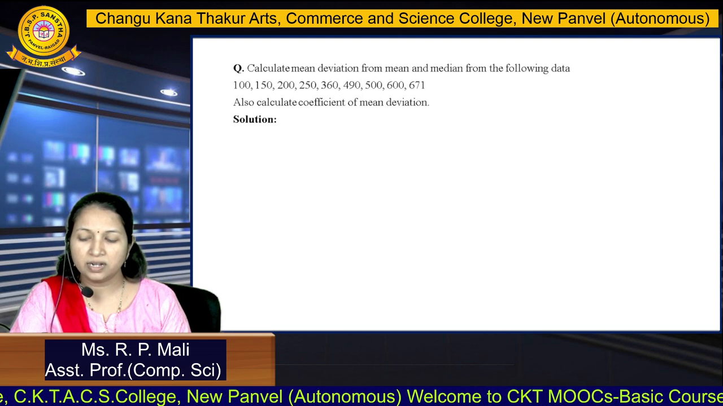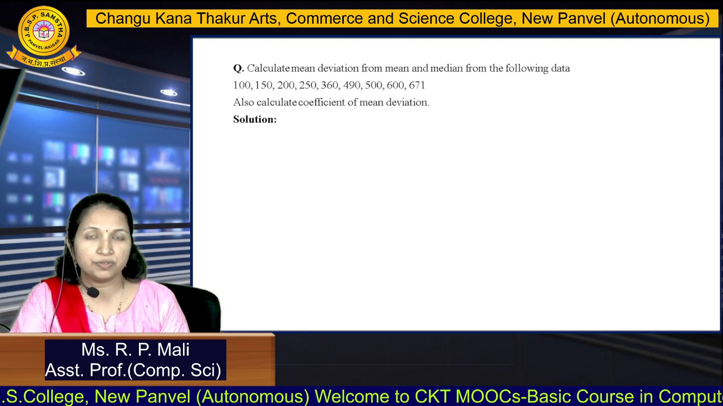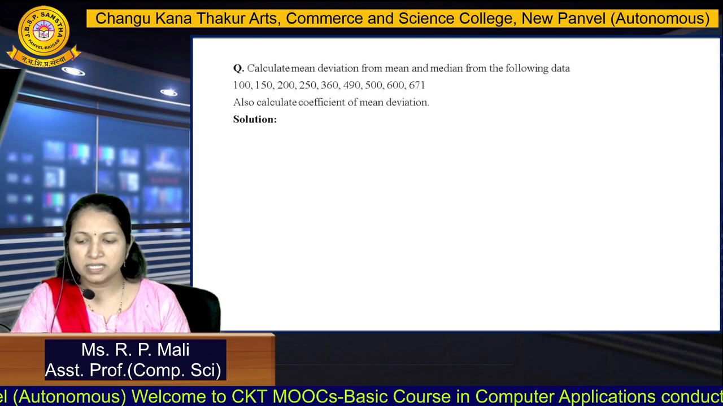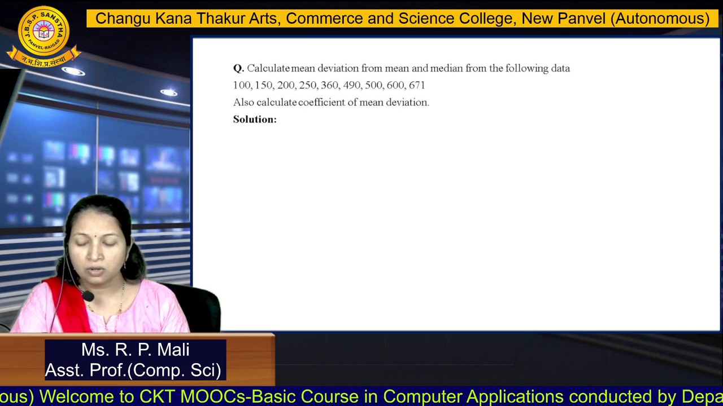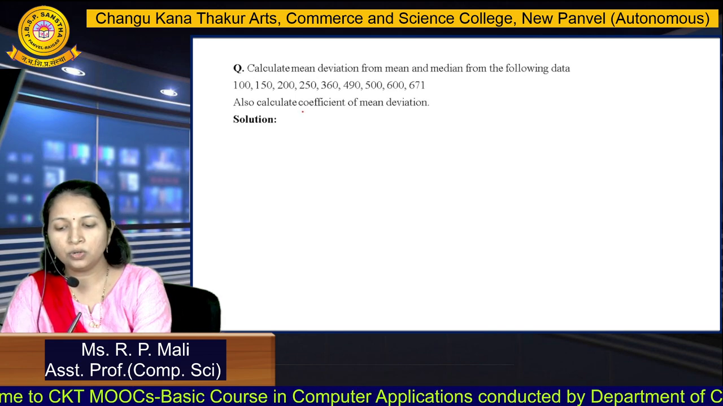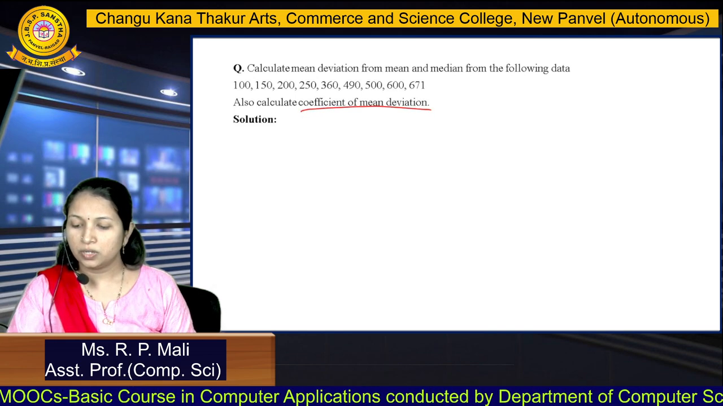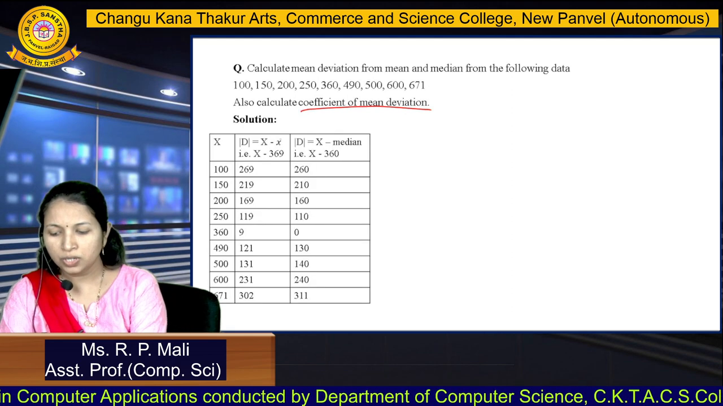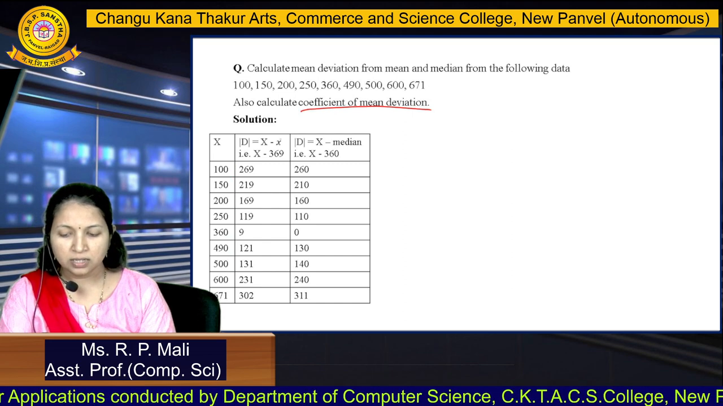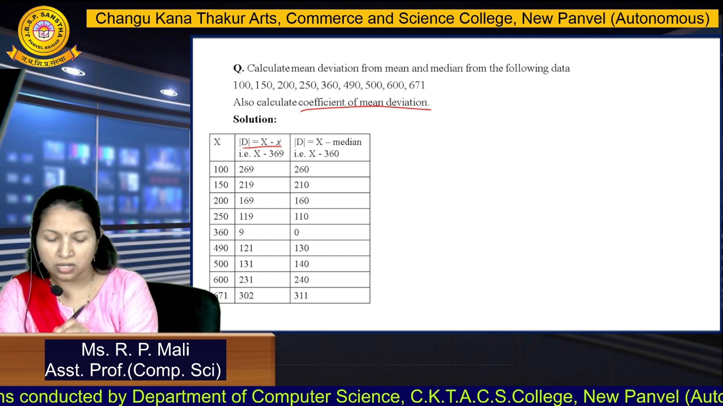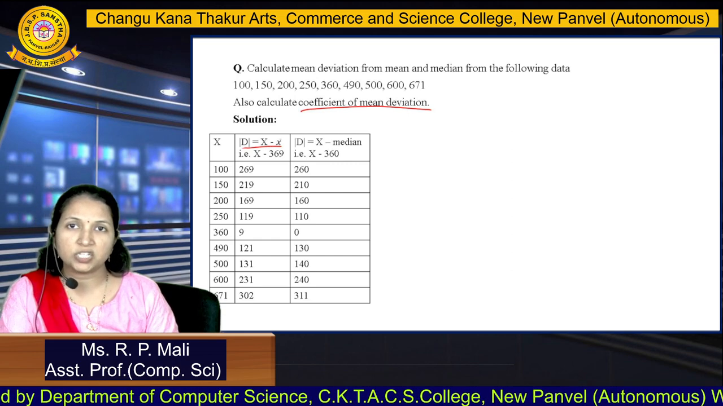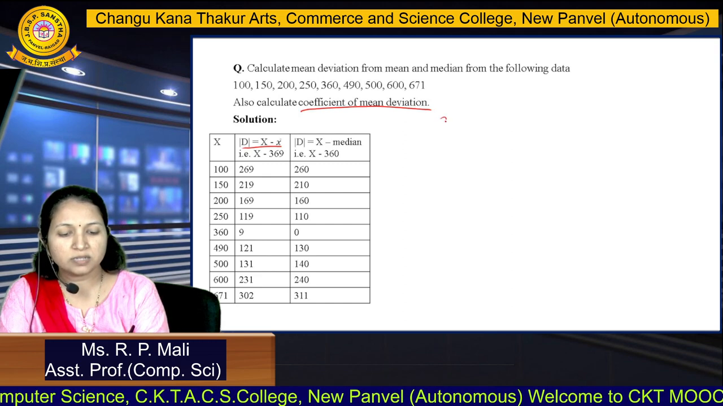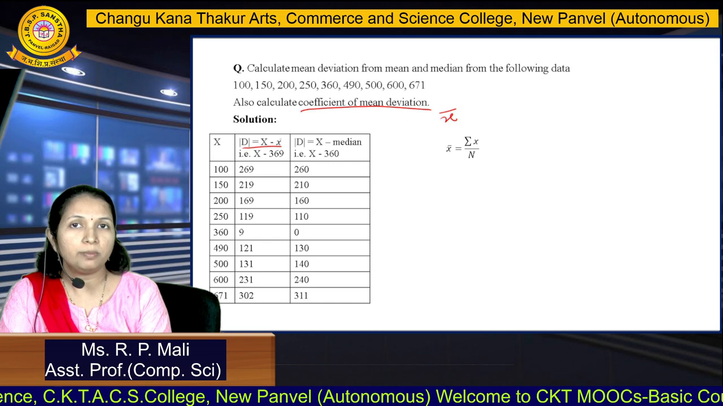The data is given: 100, 150, 200, 250, 360, 490, 500, 600 and 761. This is individual data, or you can say raw data. We are going to calculate the coefficient of mean deviation. First we are going to plot the table and write all the values of x. Then we are going to find the deviation. How to find the deviation? x minus x bar. So first we need to find the value of x bar, which means the mean.